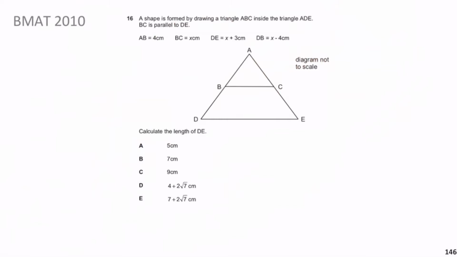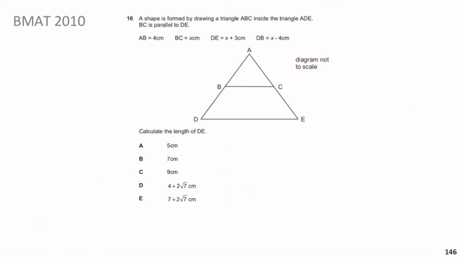It says a shape is formed by drawing a triangle ABC inside the triangle ADE. BC is parallel to DE, and you have lengths AB is 4, BC is x, DE is x plus 3, and DB is x minus 4. It says calculate the length of DE. So guys, pause the video, give yourself just a minute, and be sure to be back after that. We're going to go over the solutions.